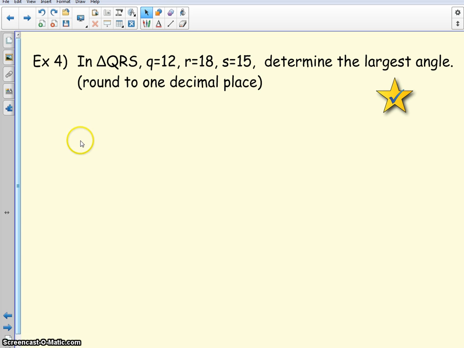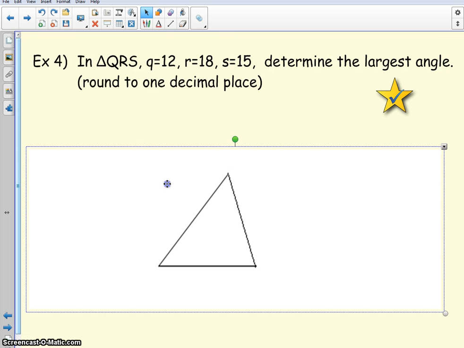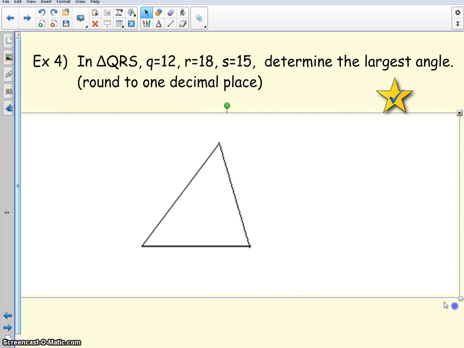So in this example here, we're given a triangle QRS, and we're given all three sides. We want to find out which one the largest angle is. So let's make our diagram. Let's make it a little bit bigger here.